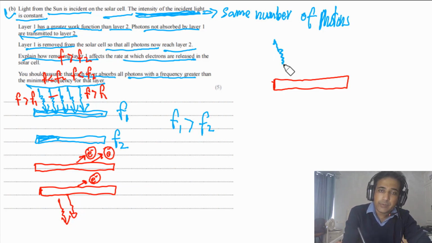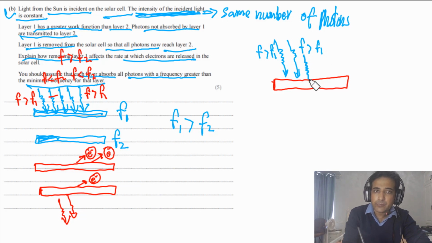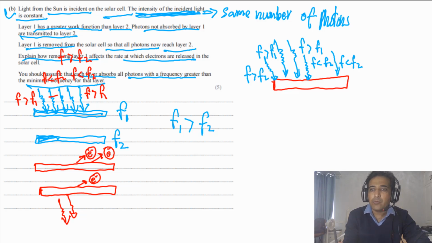So again we have these five coming. So you can see here we have five photons. One has frequency greater than f1, and the second photon also has frequency greater than f1, and the next photon has frequency lower than f2, and we have another photon that has frequency lower than f2, and we have one photon, let me draw here, this photon is here, it has frequency greater than f2.